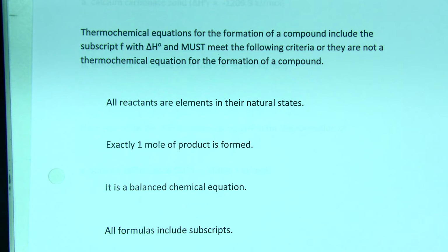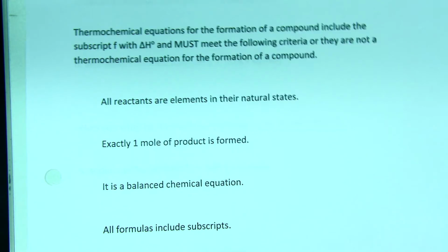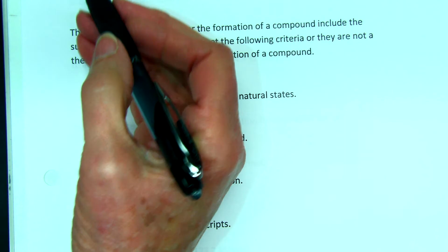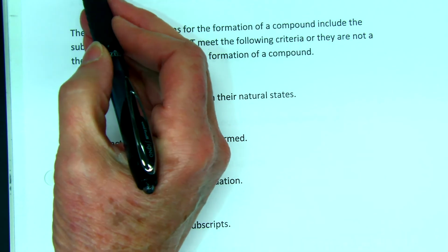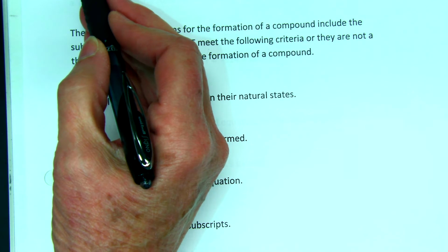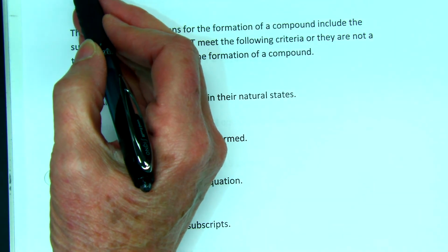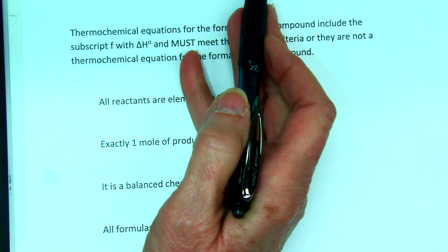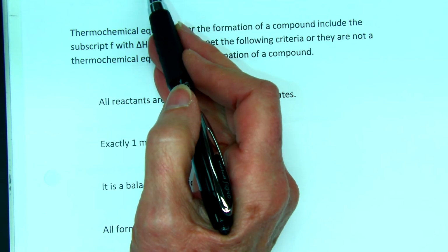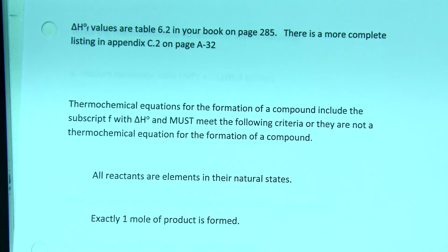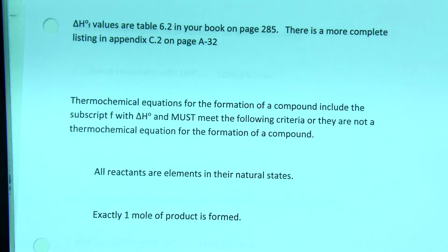So when we talk about thermochemical changes of formation, we talk about the standard enthalpy of formation, delta H0 sub F. We add the subscript F to mean formation. The superscript 0 means 25 degrees and 1 atmosphere. These are in your textbook on page 285. They're also in the back of your book in Appendix C2. I did not include them in the packet because they're too cumbersome to copy in.